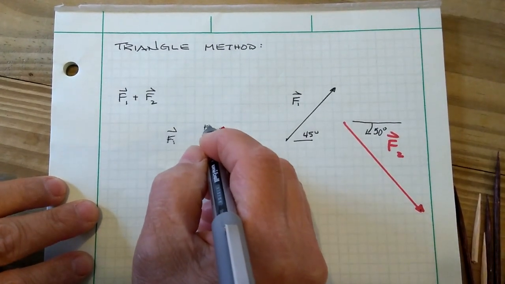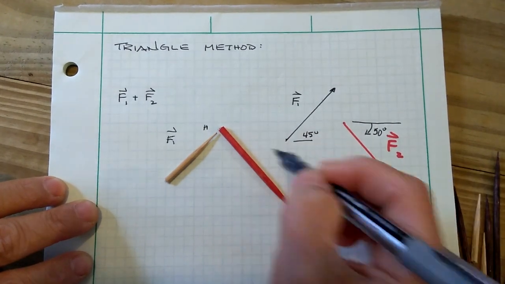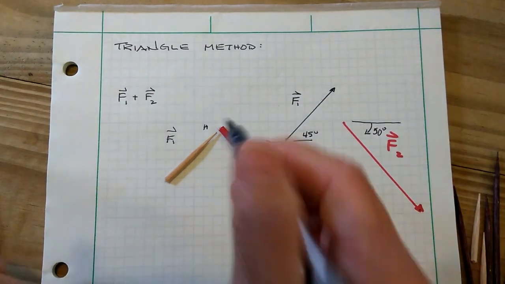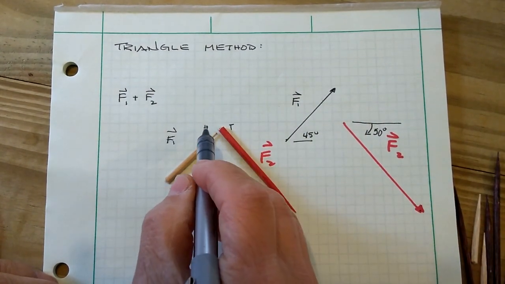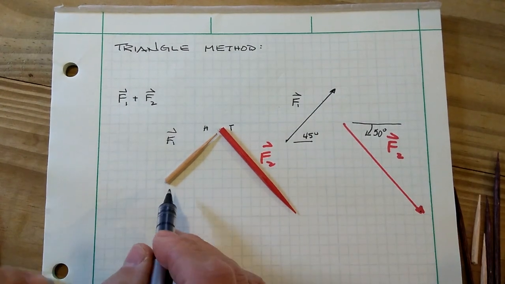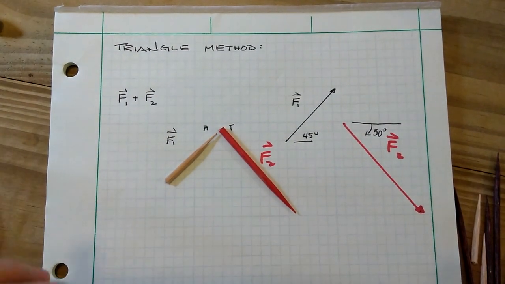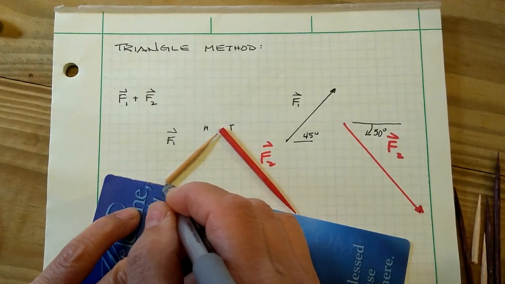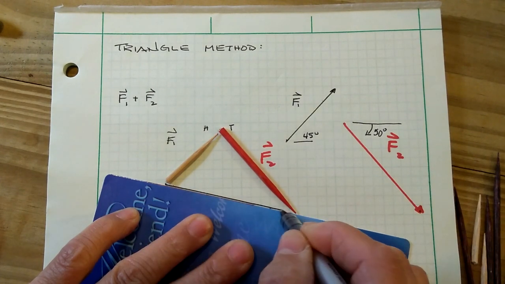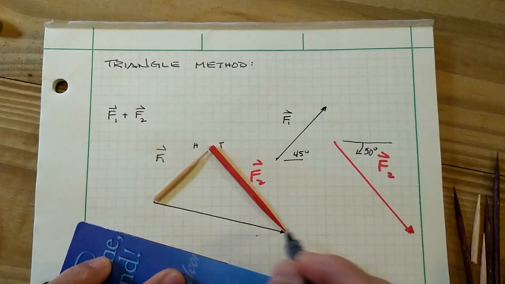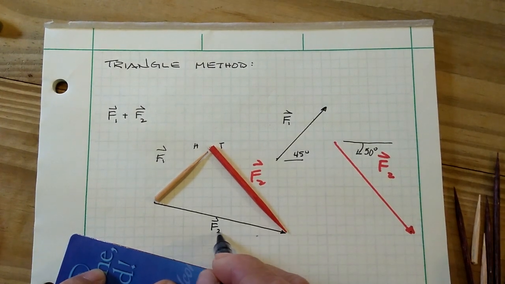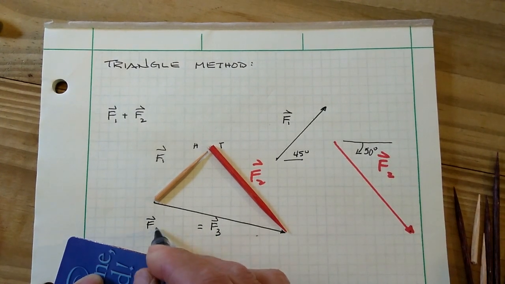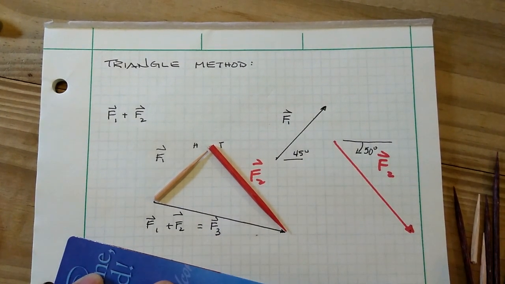So that would be force 1. And here's the head of force 1. And here's force 2. And here's the tail of it. So as long as I put the head and tail together, I can now determine the sum of those two vectors by drawing this triangle, which would be from the tail of force 1 to the head of force 2. So let's call this force 3, and this is actually the total of F1 and F2.